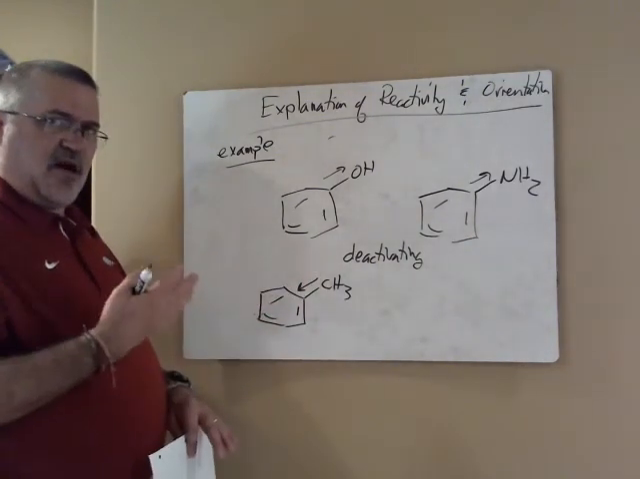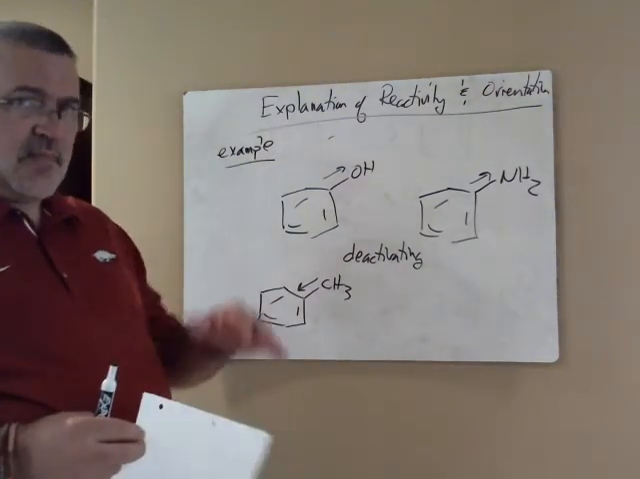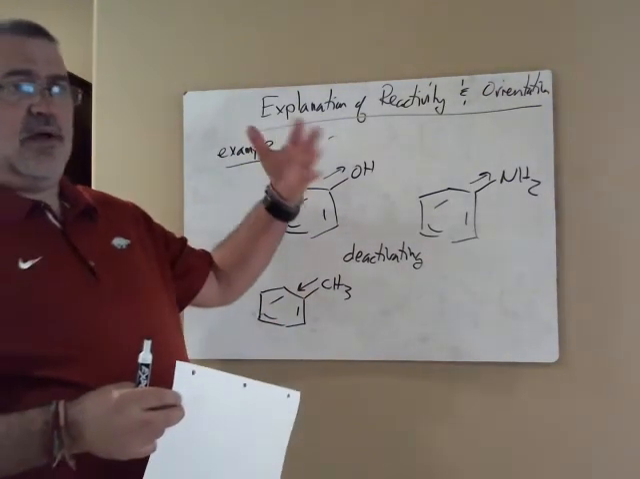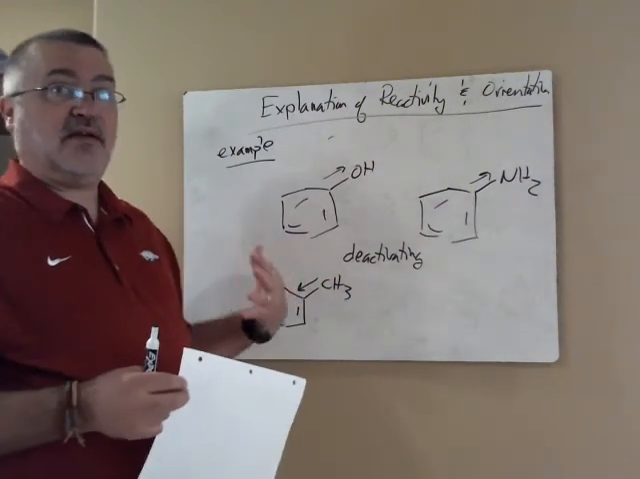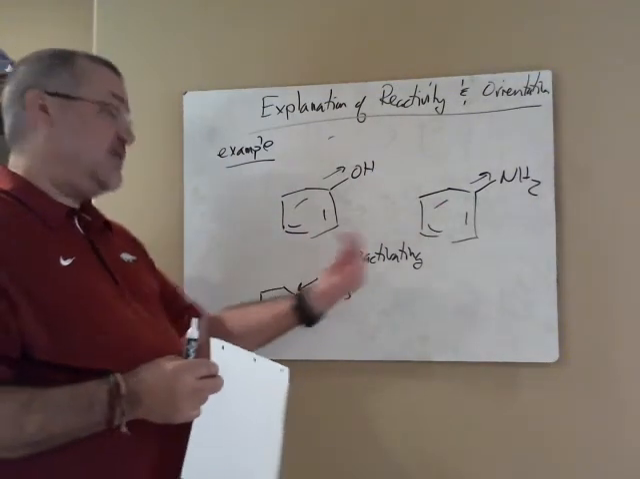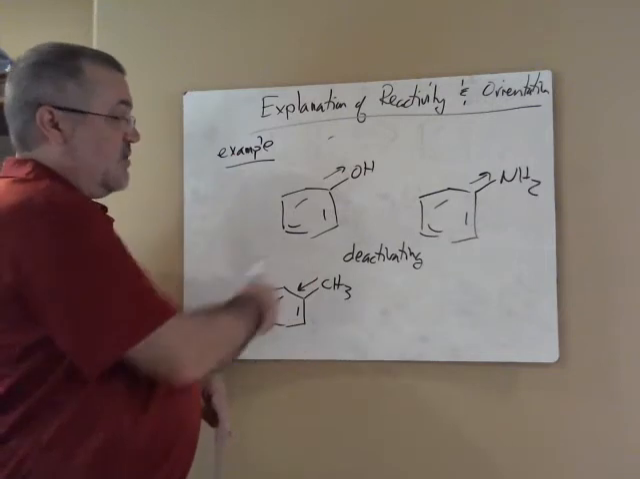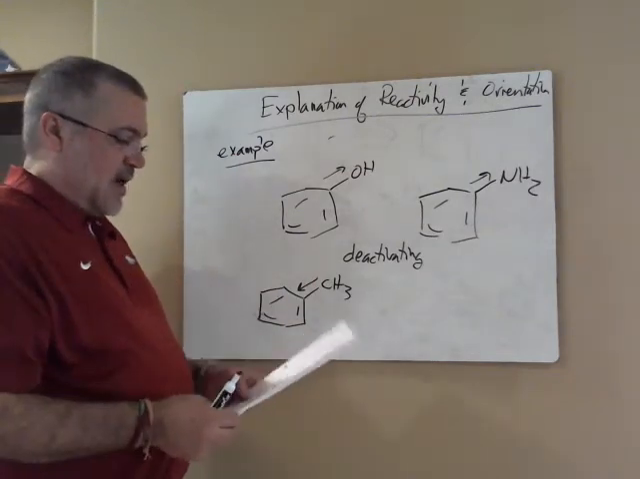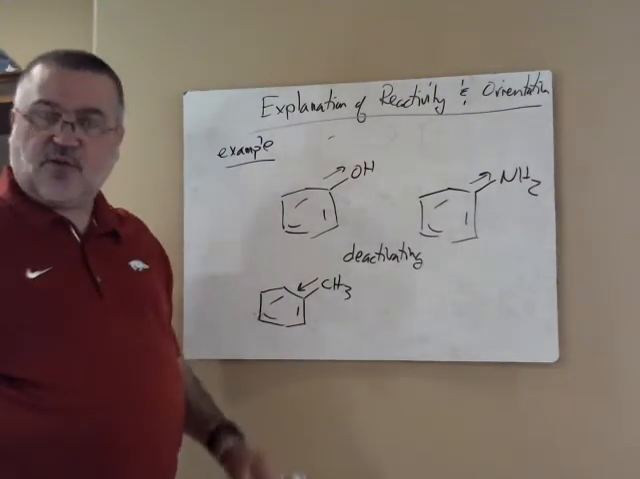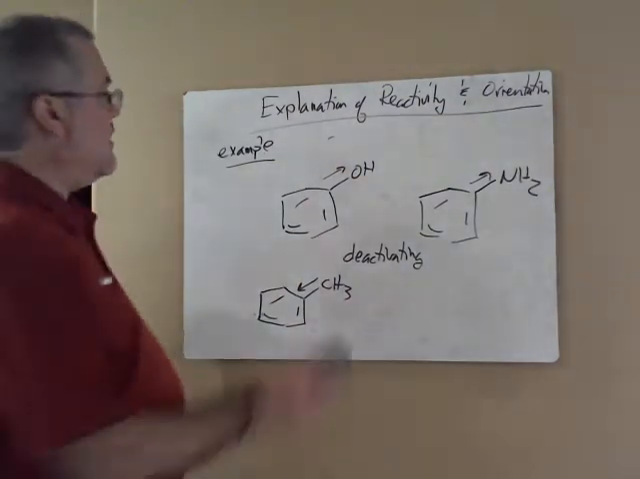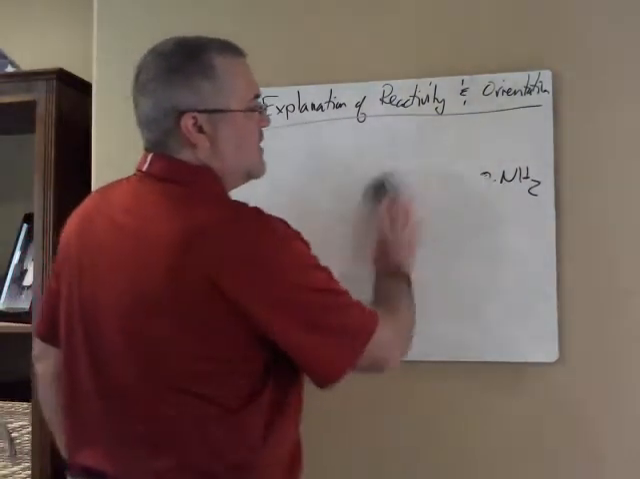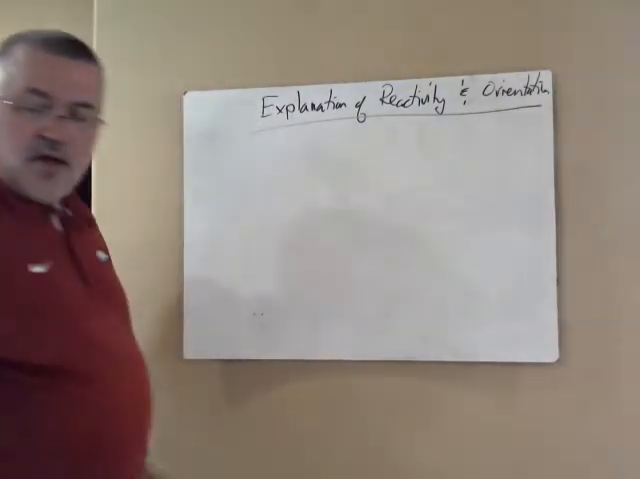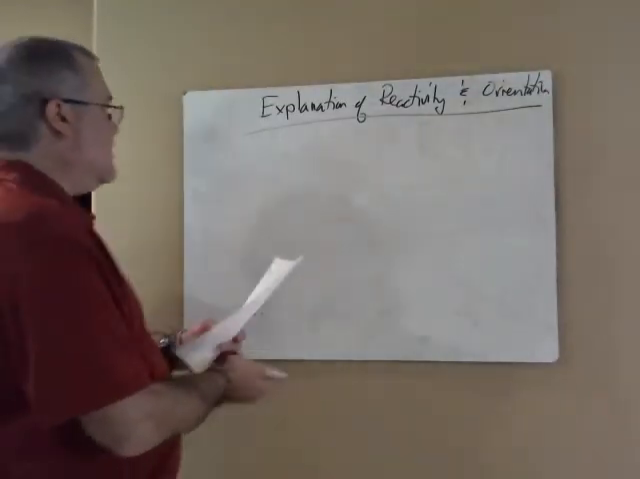And think about carbocations. Remember how we talked about the more carbons that are attached, the more substituted a carbocation is, the more stable it is. That's because of this inductive effect. Okay? So that's one way electrons can be donated or withdrawn from the ring to affect reactivity. The other way is through resonance.